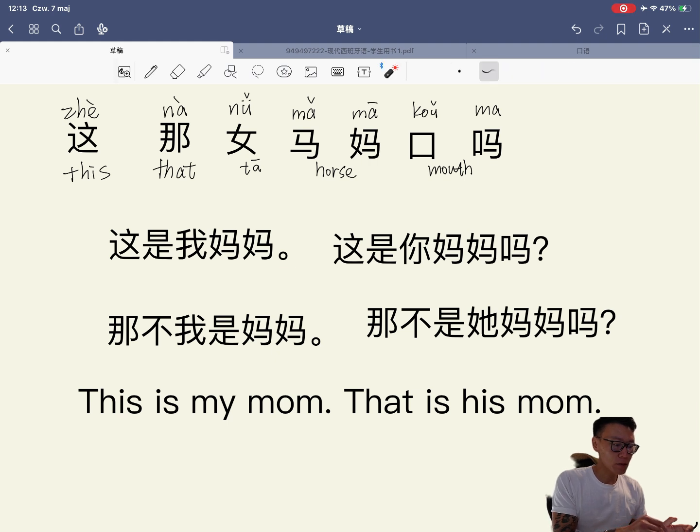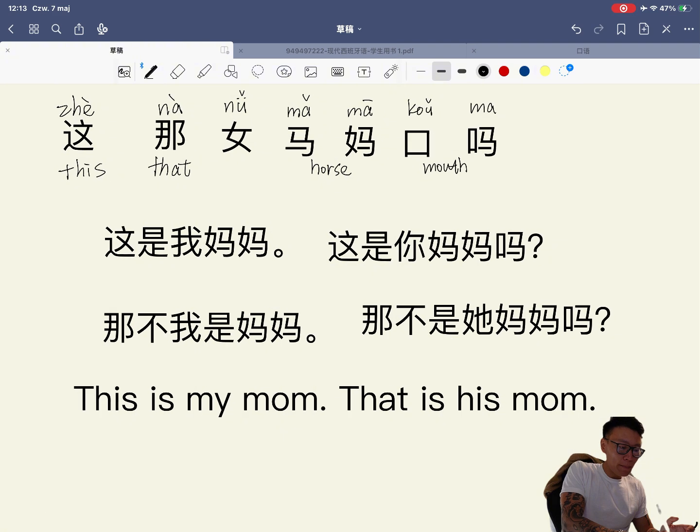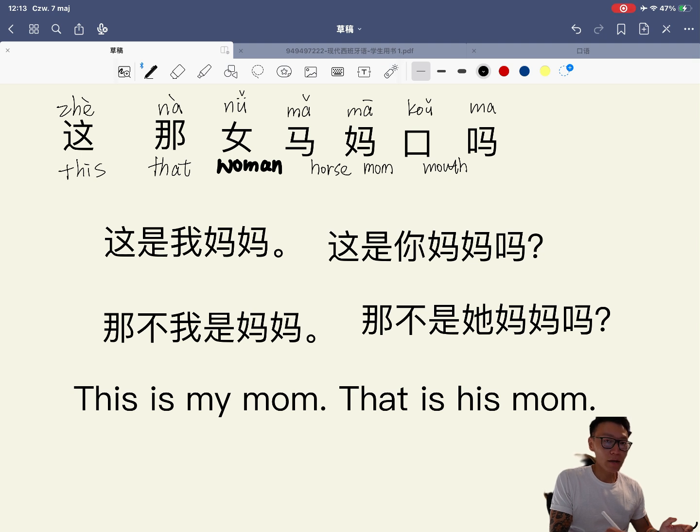Alright, so you can see 这 means this, 那 means that, 女 means woman, 马 means horse, 妈 means mom, 口 means mouth, and 吗 doesn't mean anything, but we need this character to form a yes or no question, and we always put it at the end of the sentence.